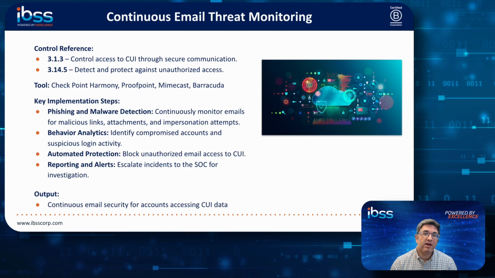Another thing we need to look at is email security. Email security is another crucial component for continuous monitoring. Controls 3.1.3 and 3.14.5 require organizations to secure communications and detect unauthorized access attempts. Solutions like Proofpoint, Mimecast, and Barracuda provide phishing and malware detection, behavioral analytics, and identify compromised accounts and automated protection to prevent unauthorized access to CUI.